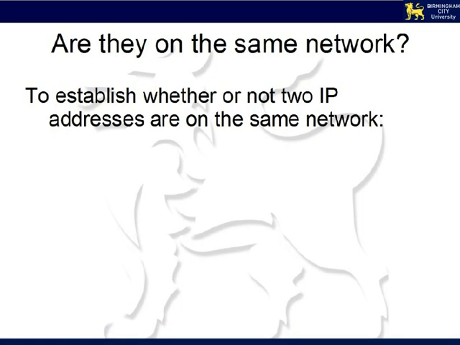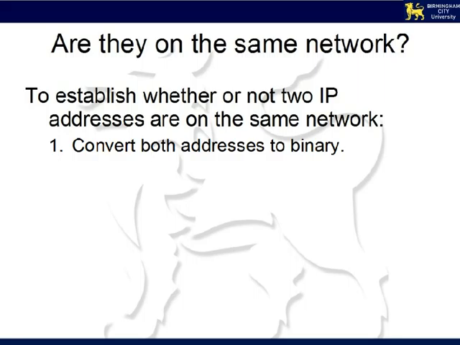So, to establish whether two IP addresses are on the same network or not, we need to do the following. Convert both IP addresses to binary, along with their subnet masks.